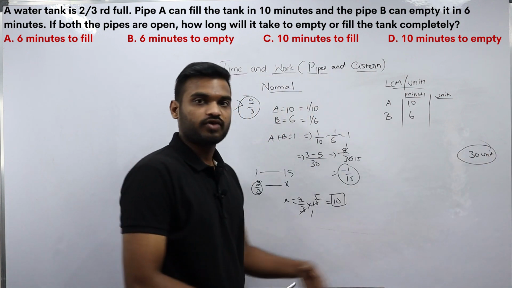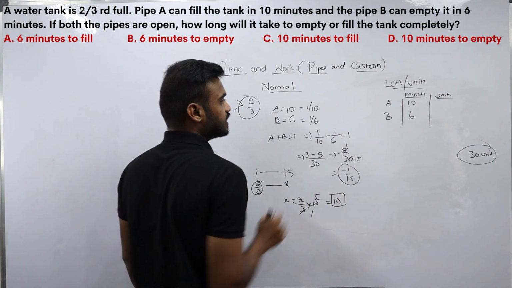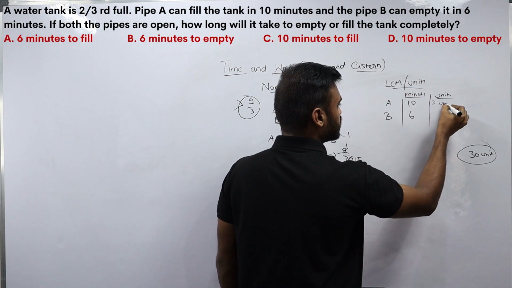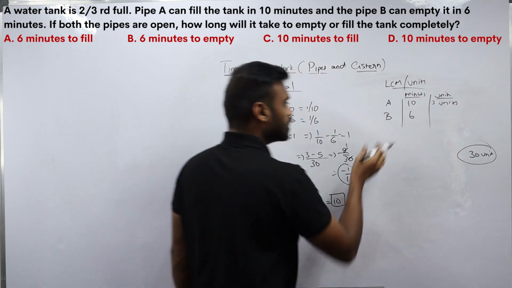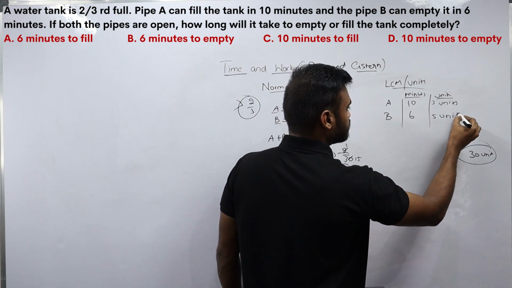So this is the total amount of work to be done. Now A is completing 30 units of work in 10 minutes. That is, A is completing 30 by 10, that is 3 units of work per minute. B is completing 30 by 6, that is 5 units per minute.